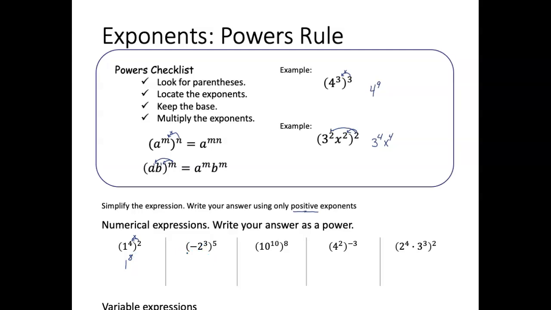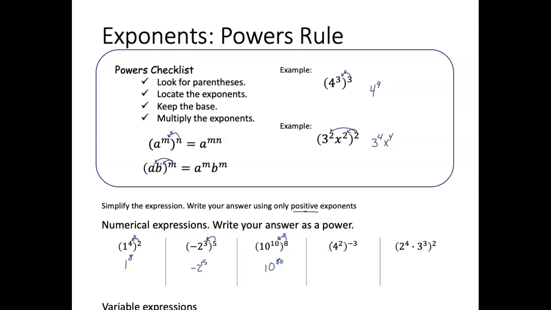Negative 2 to the third inside my parentheses is being raised up by 5 more. Keep the negative 2, but the exponent 3 needs to be raised up, and 3 times 5 is 15. So negative 2 to the 15th. 10 to the 10th inside parentheses raised up to the 8. The 8's going to distribute in, so that's multiplication. We keep the base, and 10 times 8 is 80.